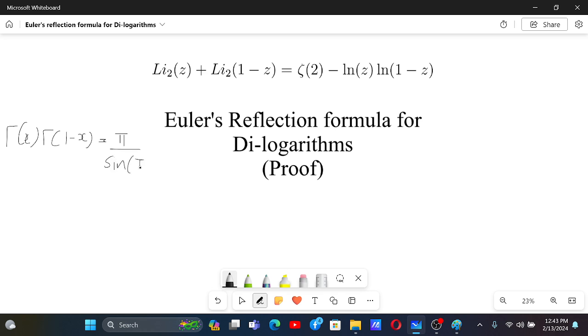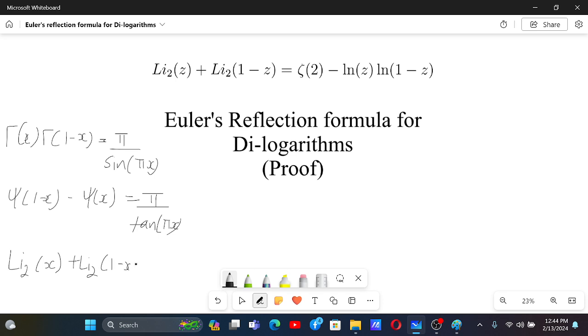Similarly, for the digamma function, you might have seen that ψ(1 − x) − ψ(x) is π by tan(πx). Might have seen such formulas. So a similar formula exists for the dilogarithm as well. The dilogarithm's reflection formula is: Li2(x) + Li2(1 − x) is equal to the Riemann zeta of 2, which is π²/6, minus ln x ln(1 − x).